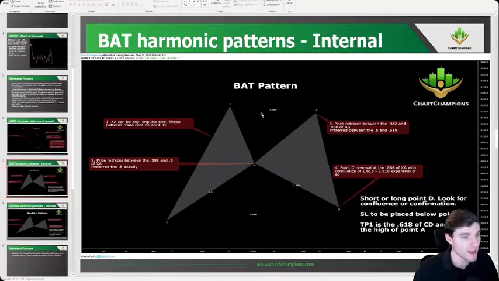And then for the bat pattern, what you're going to want to see is the retrace. This is going to be retracing. It has to. So this is not an if or what. It's a requirement. It has to be between the 0.382 and the 0.5.